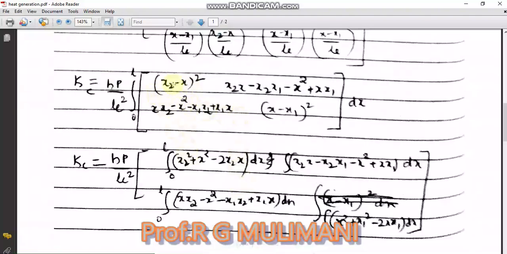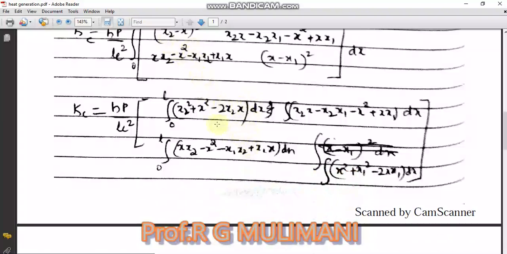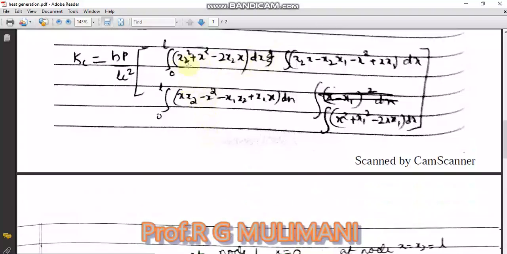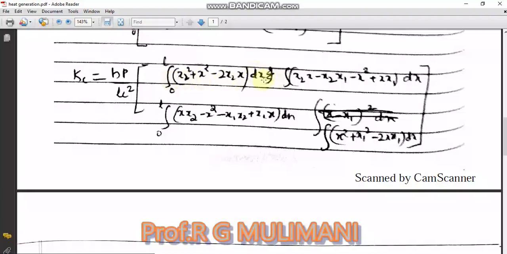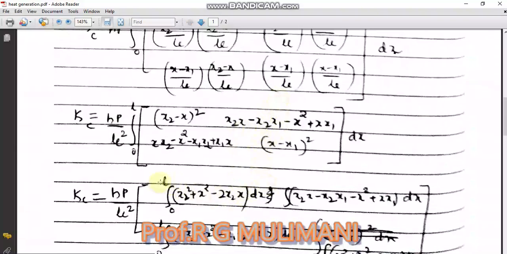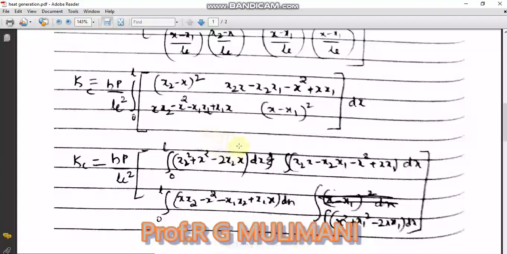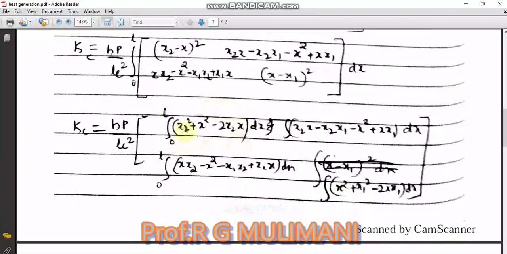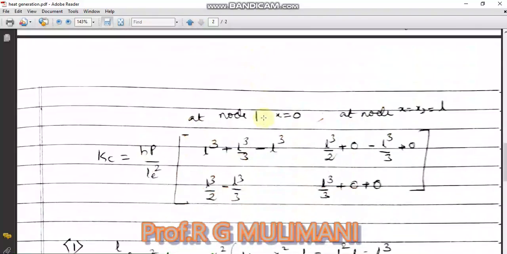Let us solve one. In x2 minus x whole square, it is a square plus b square minus 2ab, so x2 square plus x square minus 2 x2 x. What is the integration of x2 square with respect to x? x2 is constant, so you take x2 square outside, and the integration of a constant is x. Applying the upper limit L and lower limit 0, L minus 0 is L, multiplied with x2 square. With x2 equal to L, it is L cube.